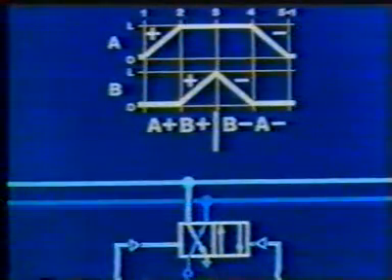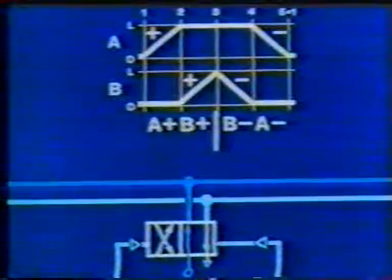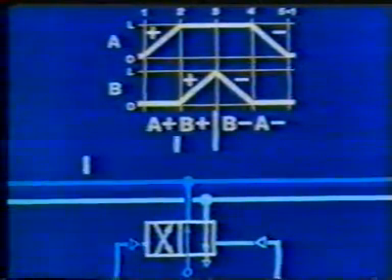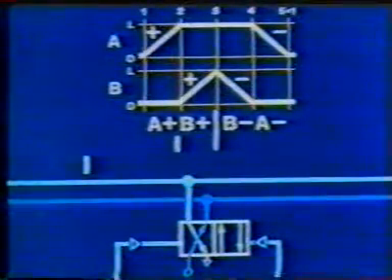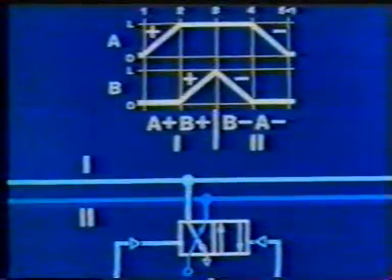Switching over of the control circuits is effected by means of a memory, the two outputs of which supply air alternately to control circuit 1 or control circuit 2.